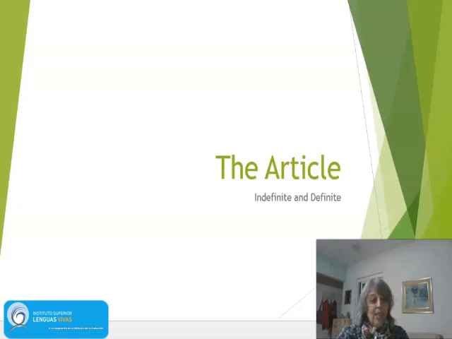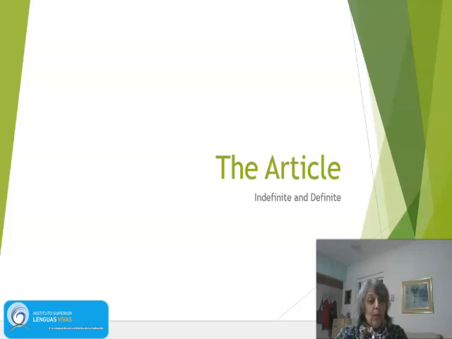The topic today is going to be the article. In English, articles are modifiers. They modify a noun or a noun phrase in order to clarify the meaning of that noun in a sentence. The articles can be indefinite and definite articles.